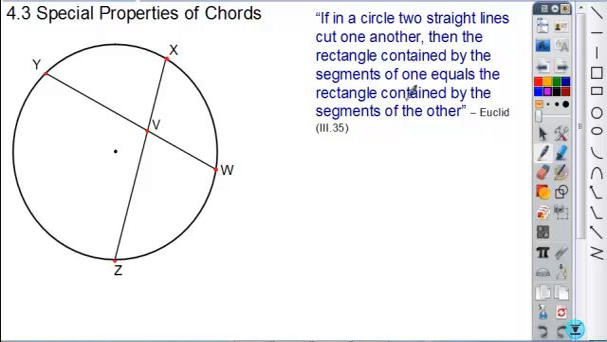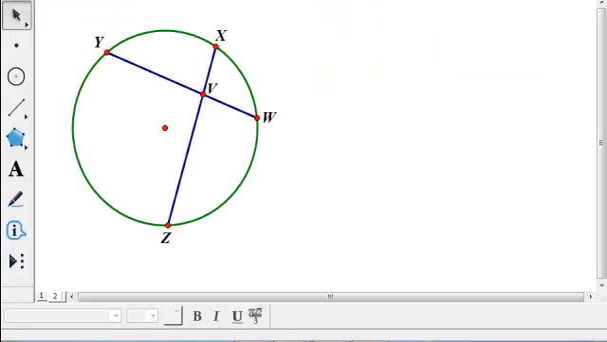Now, that's the historical wording of it. What that basically means is a rectangle is base times height, or length times width. So what it's saying is a rectangle formed by a length of XV and a height of VZ is going to have the same area or product as a rectangle formed by YV and VW. Let's take a look and see how this is represented.